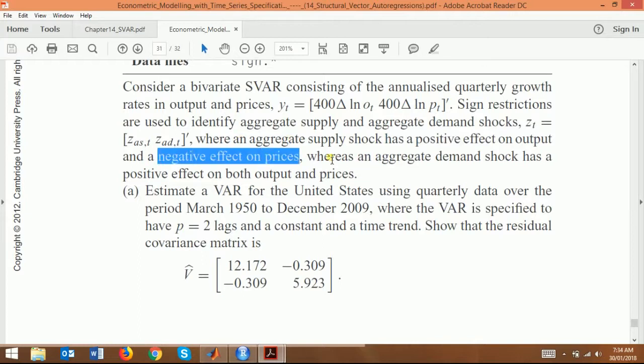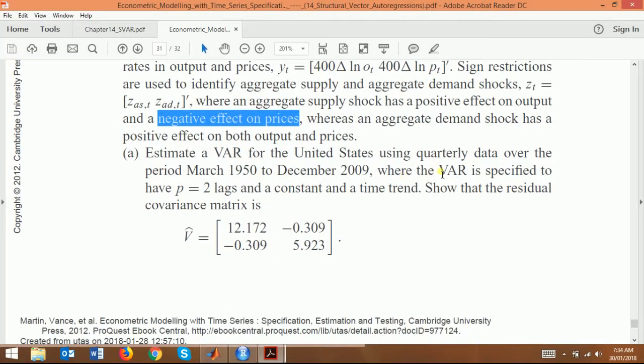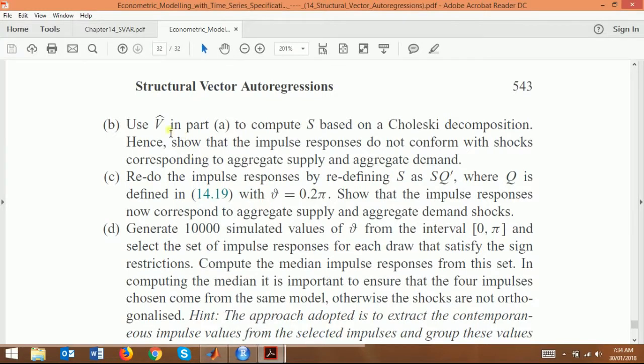Positive effect on output, negative effect on prices. Demand will have positive effects on both. Estimate of VAR using quarterly data: the VAR is specified to have two lags and a constant and a time trend. So an additional time trend will be added to our system. Residual covariance matrix is this.